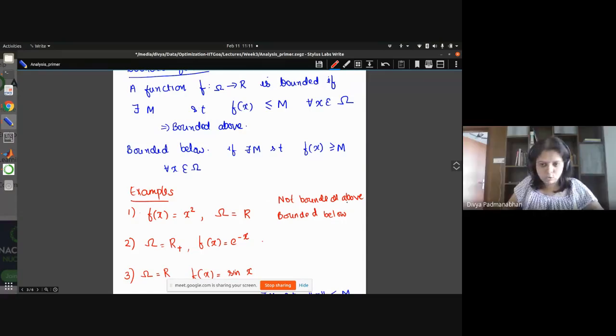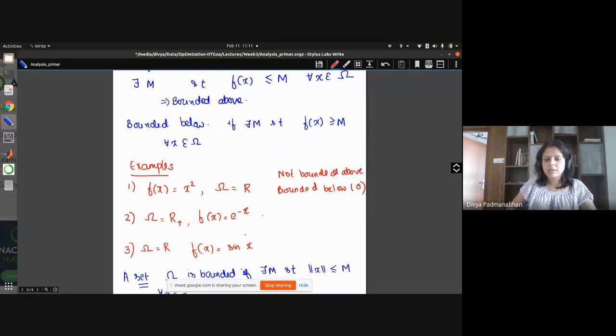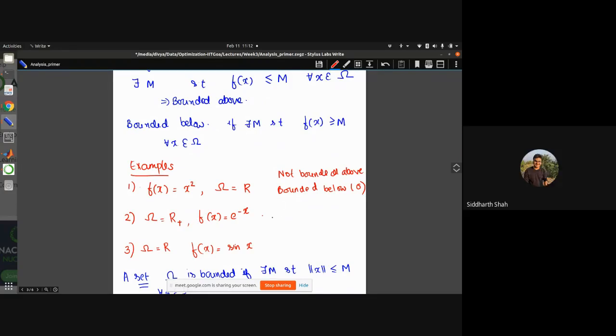Zero. X square is always going to be greater than 0. So fine. So what about this function e power minus x, and I'm defining it on all the non-negative numbers. So is this bounded? Yes, ma'am. It's both upper and lower bounded.